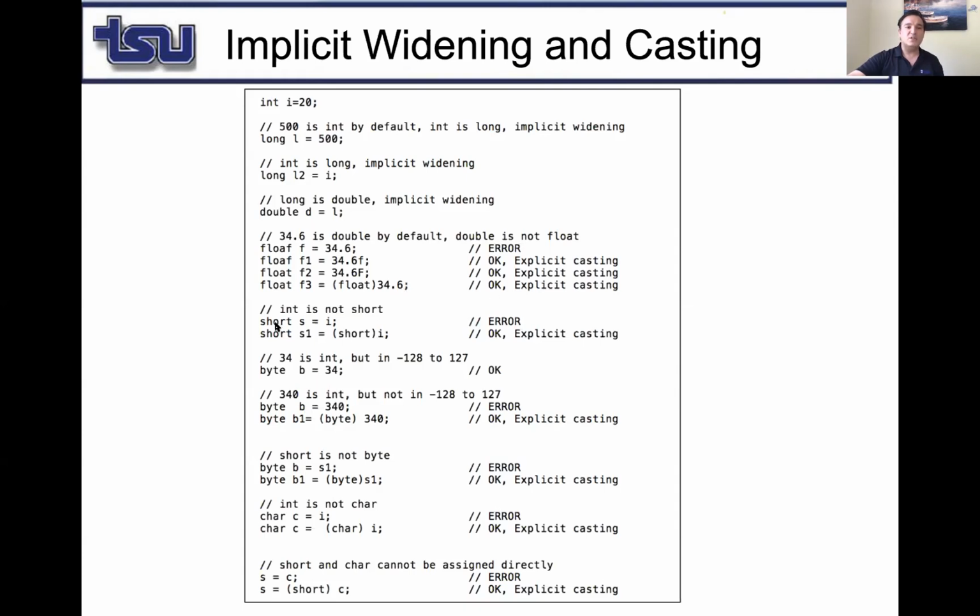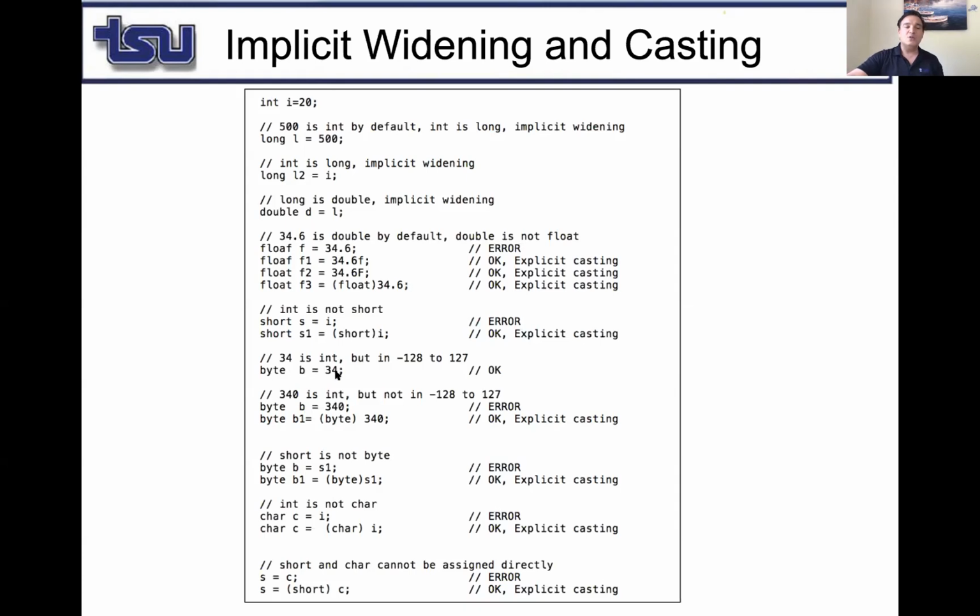How about this one? Short s is equal to i. Well, i was integer. I am trying to assign i to short. I cannot do that. That's an error. However, I can do explicit casting like this, and I can force i to be accepted as short. Well, this is very interesting. I mean, I know Java does some unexpected stuff.